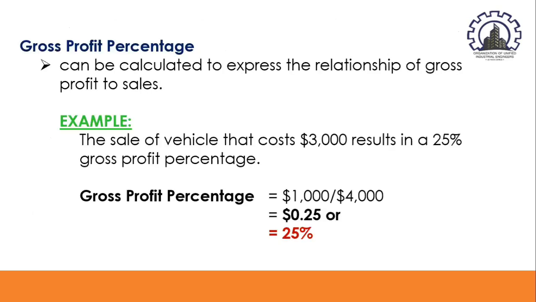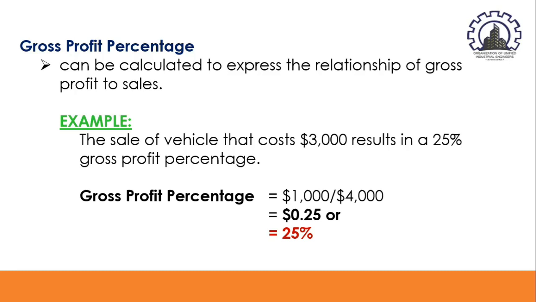So if we say gross profit percentage, it can be calculated to express the relationship of gross profit to sales. For example, the sale of a vehicle that costs $3,000 results in a 25% gross profit percentage. And this is calculated as gross profit percentage equals $1,000 over $4,000 equals $0.25, or 25 cents. Or if it is expressed in percentage, that would be 25%.